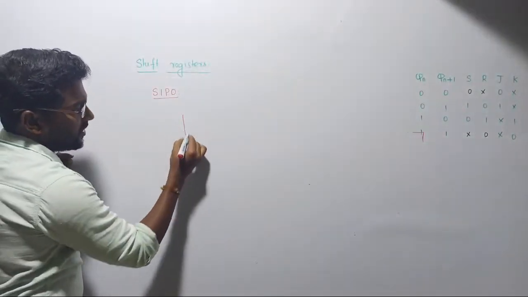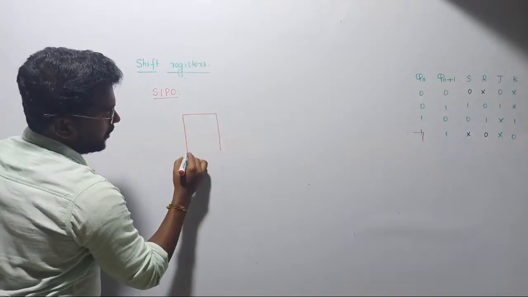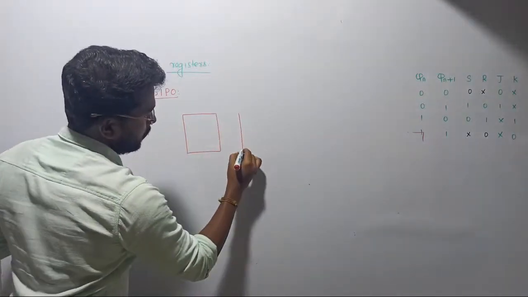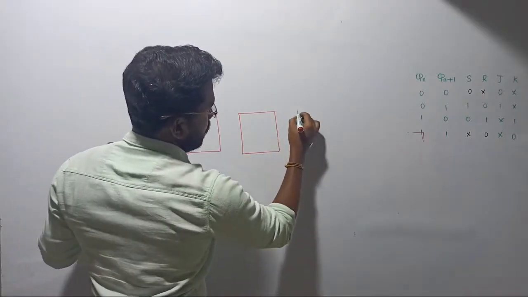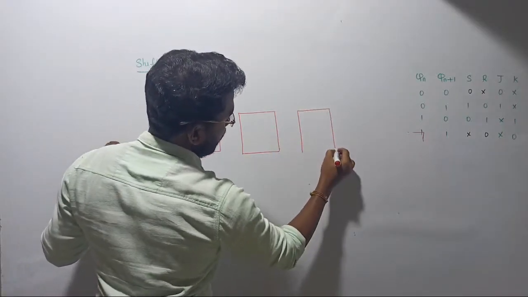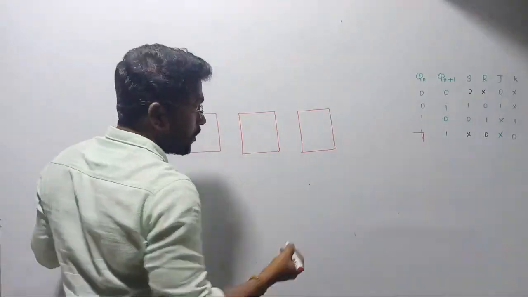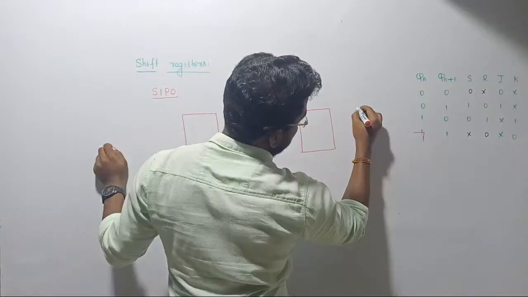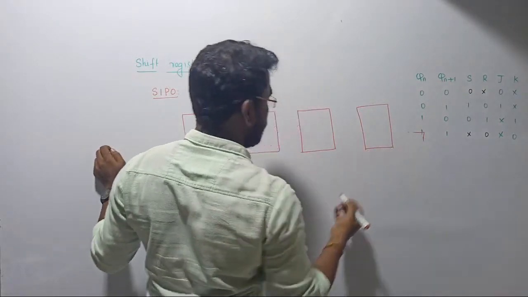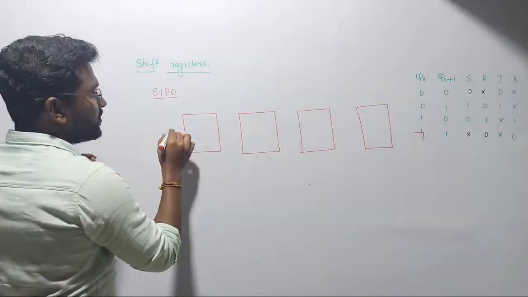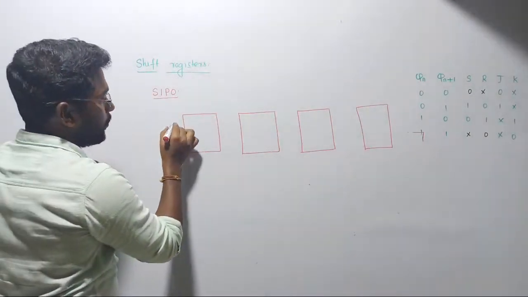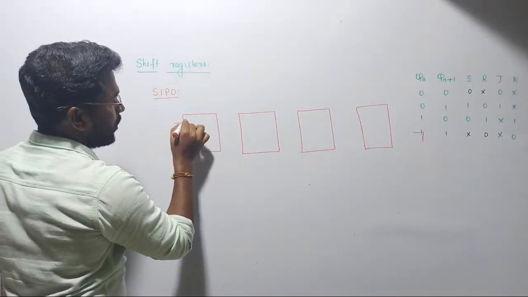Once again, let us take 4 flip-flops. We are supposed to consider 4 flip-flops here. Now in these 4 flip-flops, what we need to do is apply, once again, serial input, parallel output. Serial input means data will be registered serially only, right?